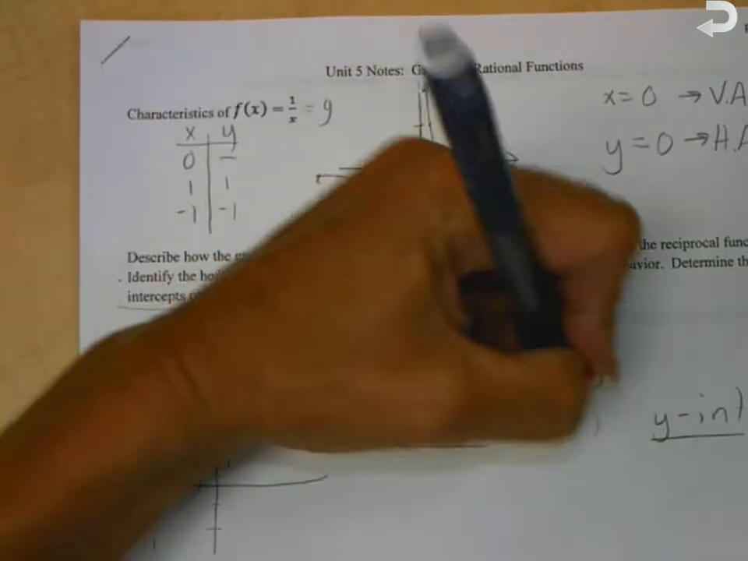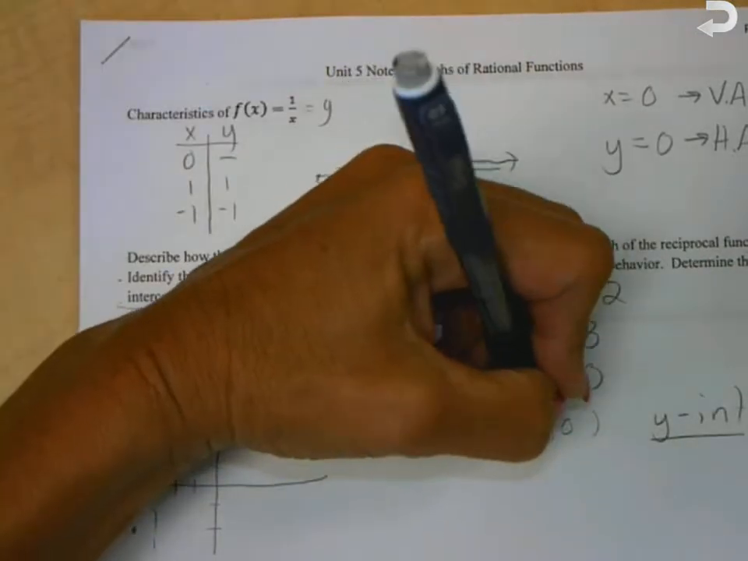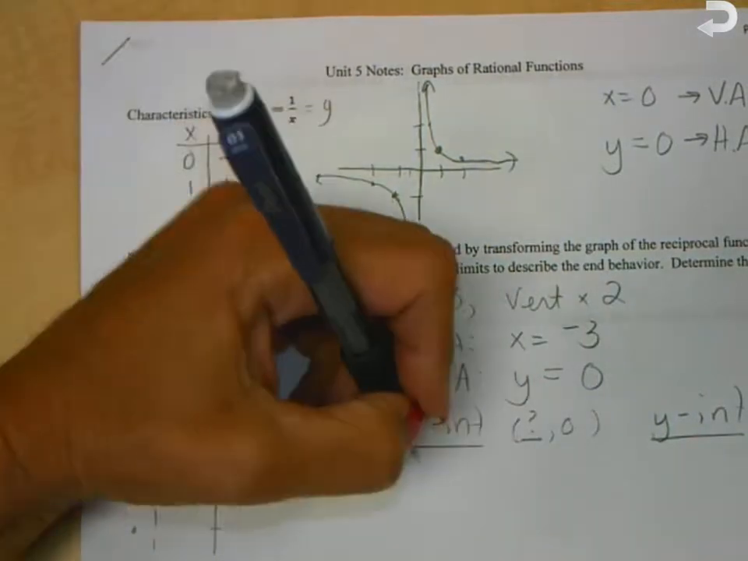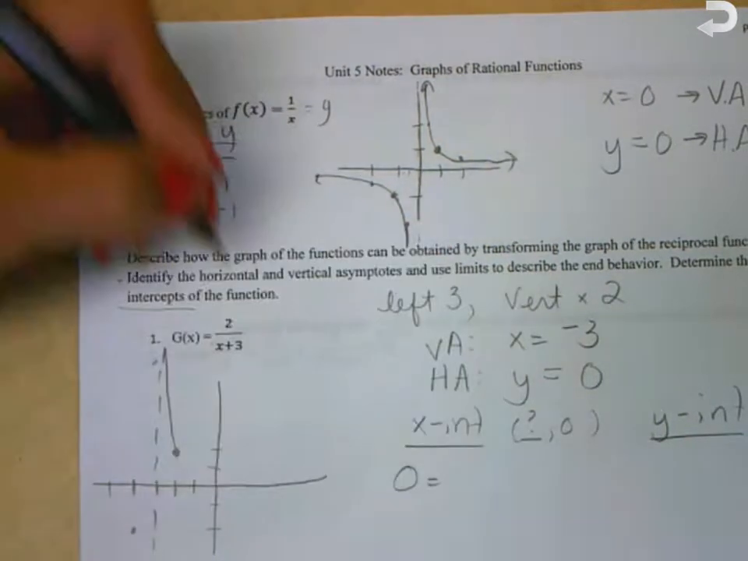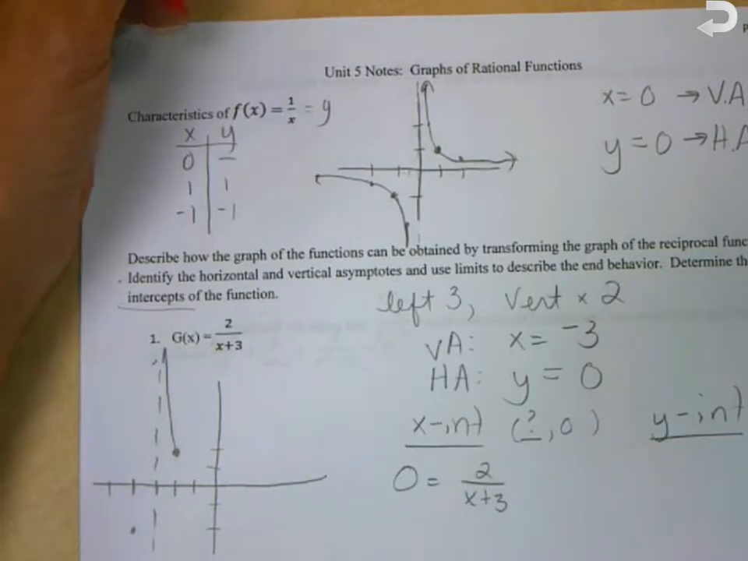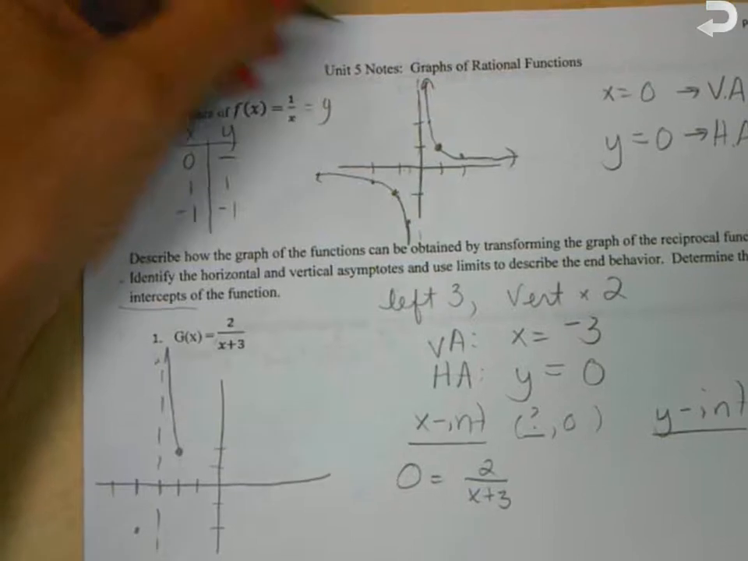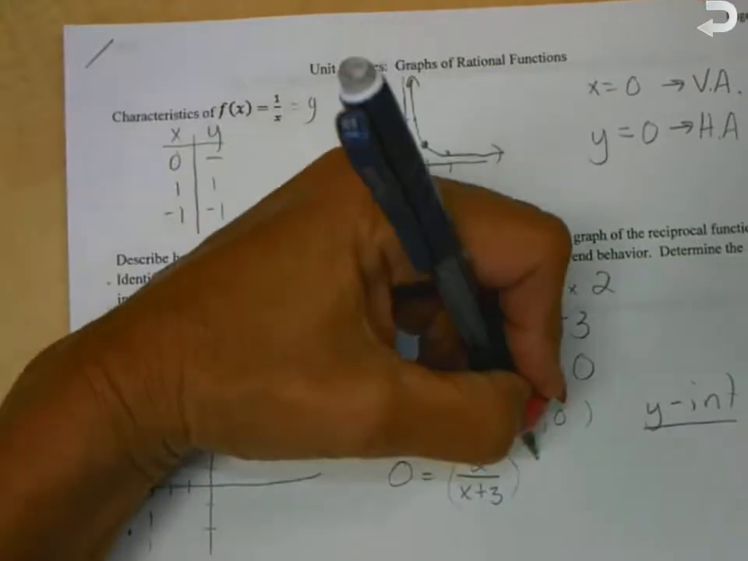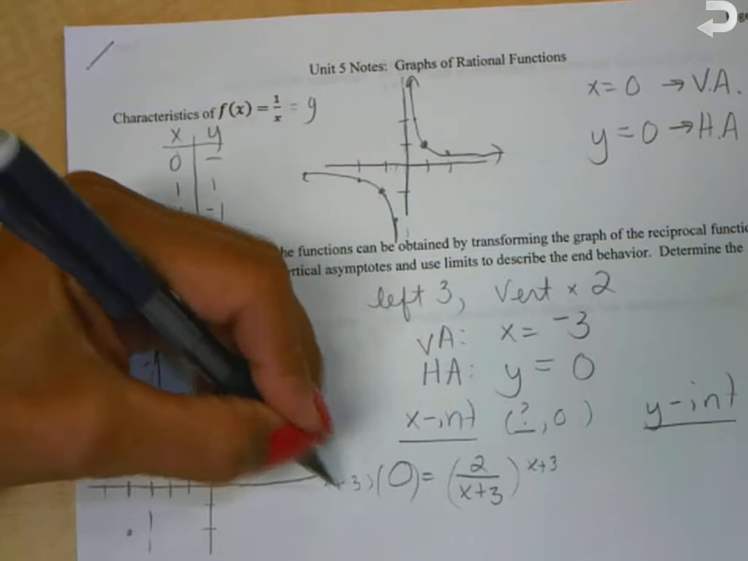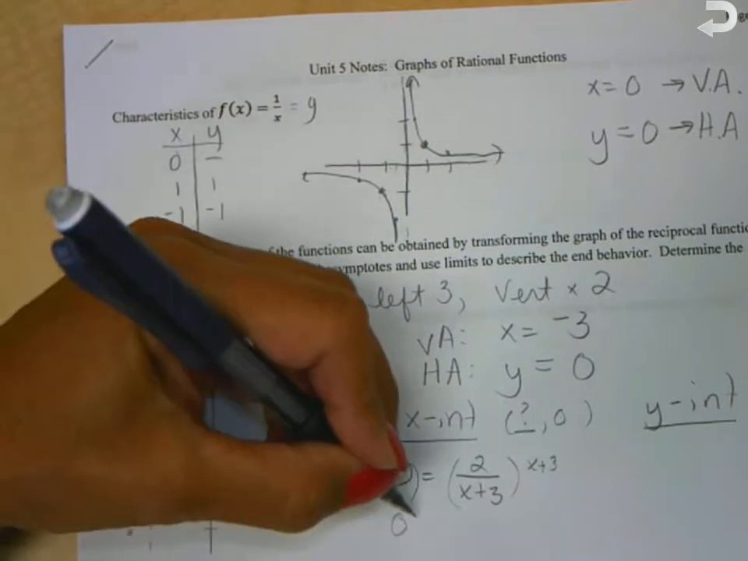To be an x-intercept, remember, we want the y-coordinate to end up being 0. So what input is going to cause our output to be 0? So when will this graph be 2 over x plus 3? And we can see that that's never going to happen either. If I tried to algebraically solve this and multiply both sides by x plus 3, we can see what ends up happening. We get an issue.